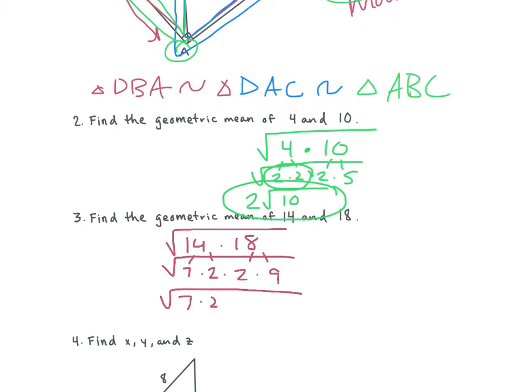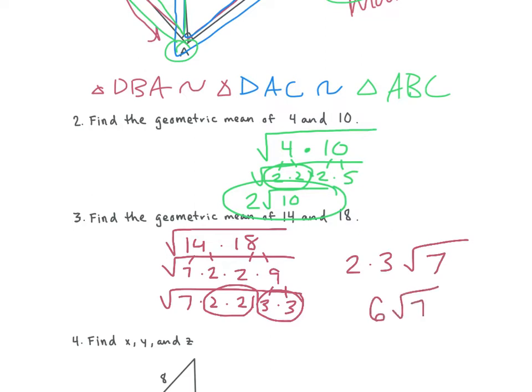So we have 7, 2, 2. And what are factors of 9? 3 and 3. So what pairs do we have? A pair of 2s and a pair of 3s. So what goes on the outside? 2 times 3. And what are we left with on the inside? So we have 6 square root 7 as our final answer.